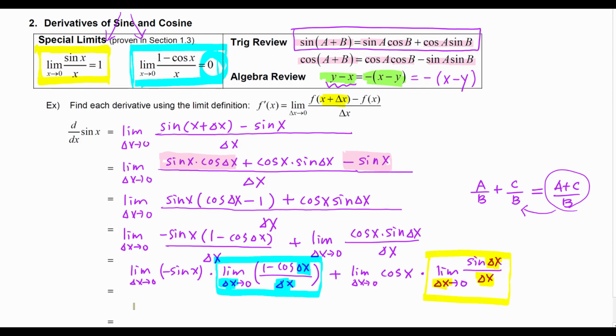So the limit of negative sine x as delta x approaches 0 is just negative sine x, times this limit, which is 0, plus the limit as delta x approaches 0 of cosine x, which is just cosine x, times the limit as delta x approaches 0 of sine delta x over delta x, which is 1. And this is 0 since 0 times anything is 0. So I get cosine x. So you just found out the derivative of a sine function is the cosine function. The derivative of sine x is cosine of x.